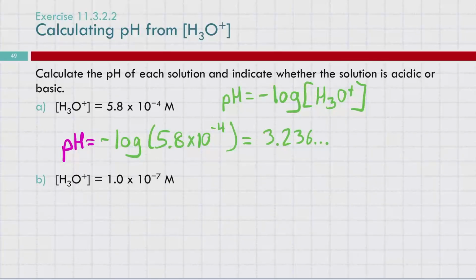The significant figures for logarithms are annoying. The number of significant figures that we have for the number that we put in is the number of decimal places that we put for the number that we get out. It's not an issue that you should encounter, but just in case you were curious, I believe that is the correct way that they work. So 3.24 is the number that we would report for our pH.